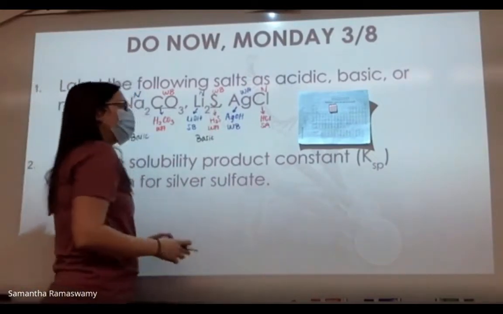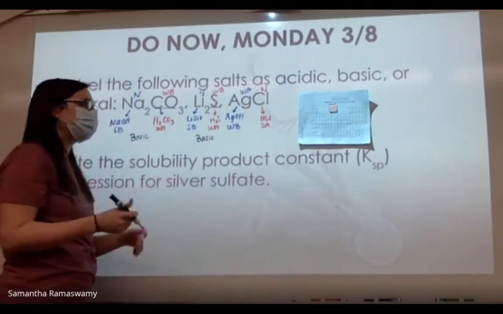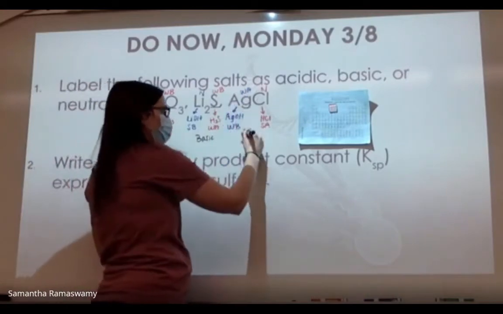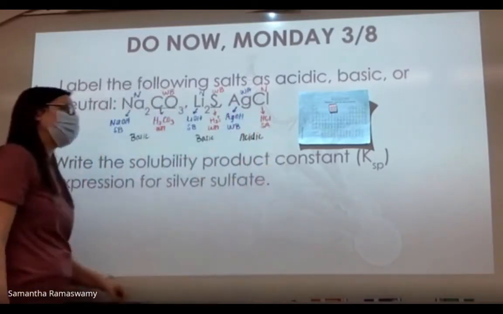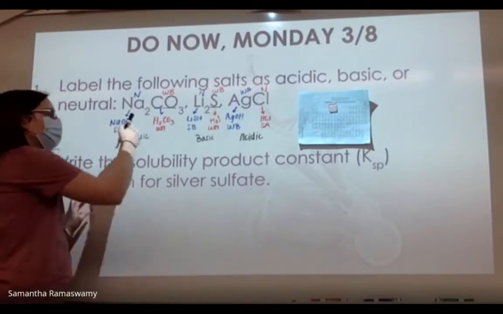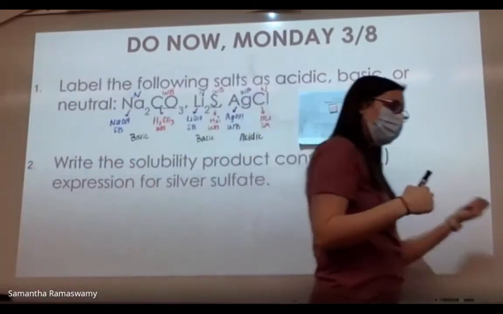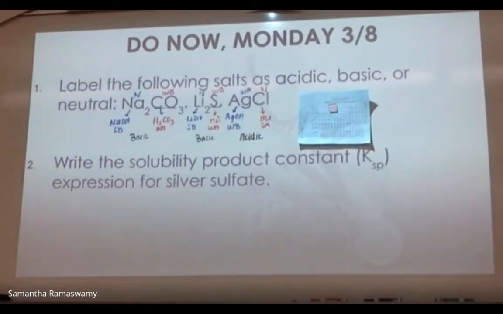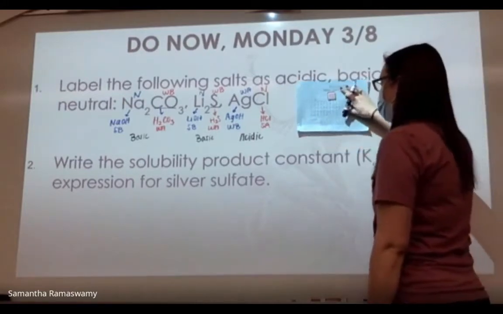And then we have AgCl. So we have acidic and neutral. Again, neutral is not going to do anything. So AgCl would be considered an acidic salt. So when it comes to labeling salts as acidic, basic, or neutral, you just need to think about where the ions originate from. Do they originate from a strong or weak base, strong or weak acid? And that's how we can figure that out.